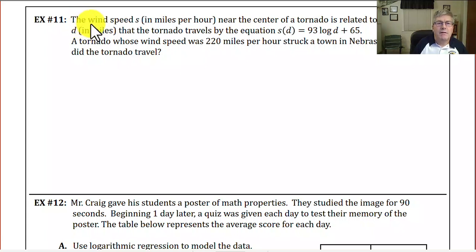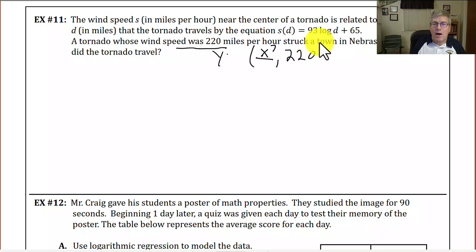Example 11 says the wind speed s in miles per hour near the center of a tornado is related to the distance d in miles that the tornado travels, given the equation s of d equals 93 log d plus 65. A tornado whose wind speed was 220 miles per hour struck a town in Nebraska. How far did the tornado travel? So we have the wind speed of 220 miles per hour. Well, this is a y value. This is an output.